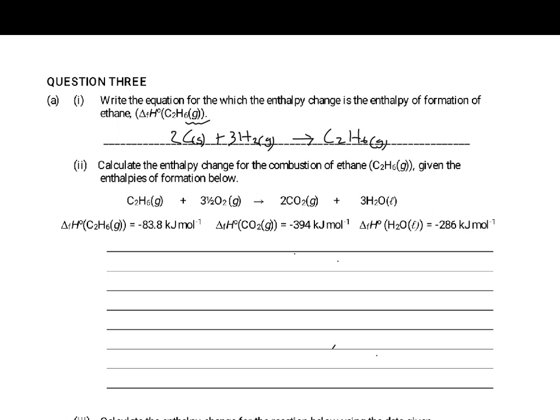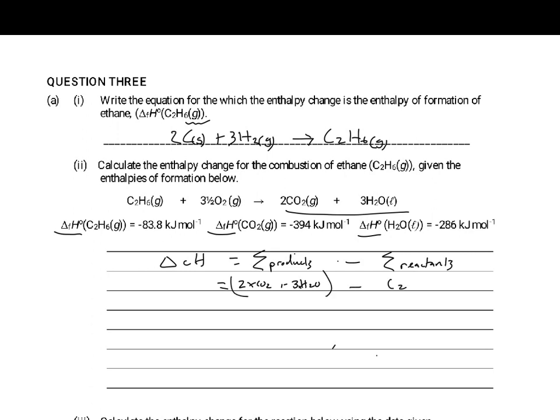Alright, number 2, calculate the enthalpy change for the combustion of ethane given the enthalpies of formation below. Now, because all of them are enthalpies of formation, you can use that shortcut. So the enthalpy of combustion is equal to the sum of the enthalpy of formation of the products minus the sum of the enthalpy of formation of the reactants. So products in our case are CO2 and water. We've got 2 lots of carbon dioxide plus 3 lots of water.